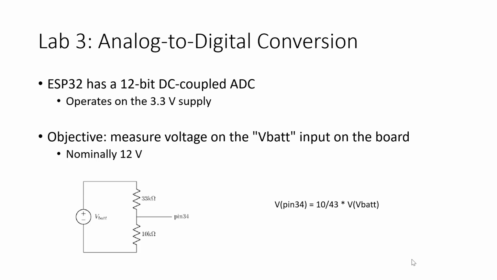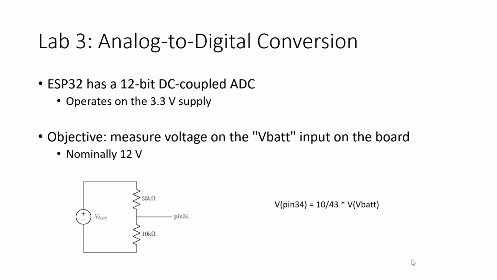So the way we're going to get around that is through a voltage divider that we have on the board. You'll notice if you look on there, the V battery is being dropped over a 33 kilo ohm and a 10 kilo ohm resistor that are in series. And then between those two, we have a line going out to pin 34 on the ESP32, which means that the voltage that we read is going to be multiplied by 10 over 43, 43 being 10 plus 33, right?